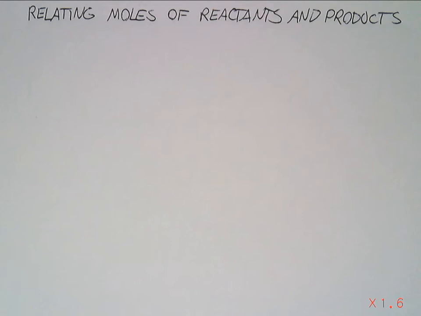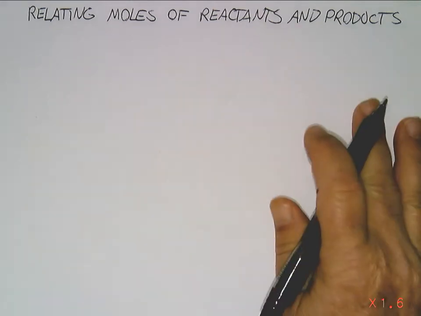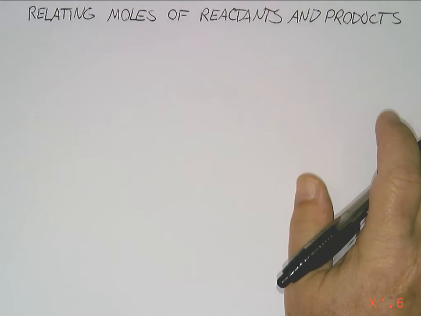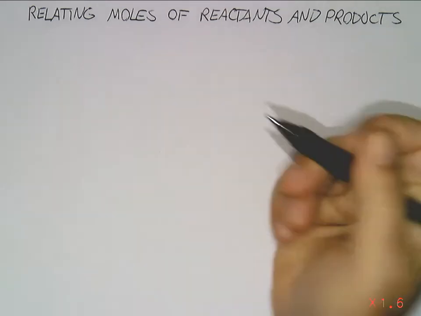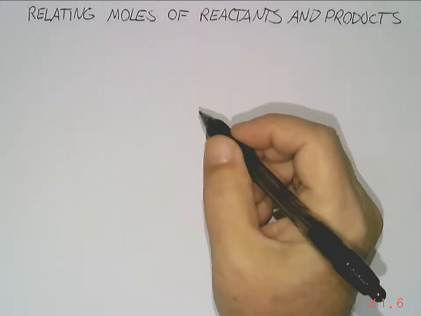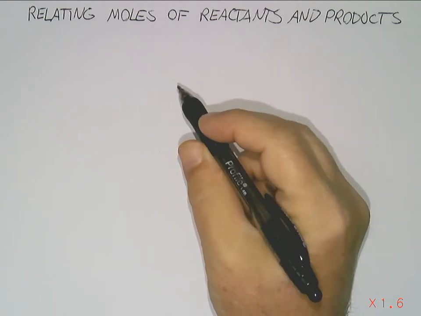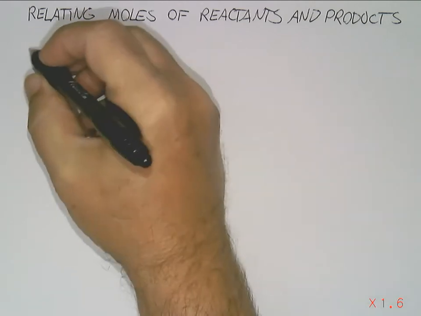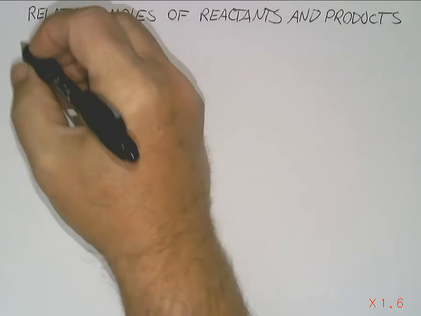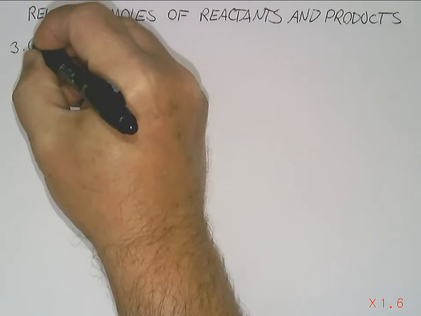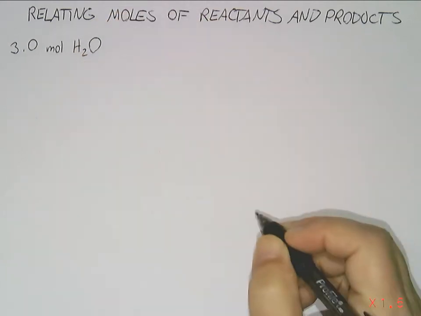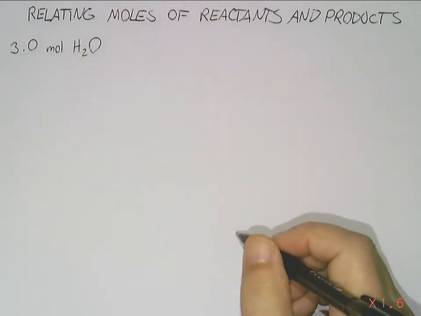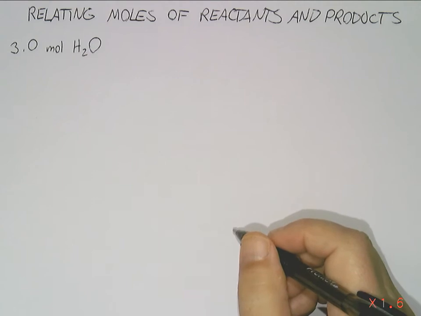So far in this course, we've focused on relationships between elements in a single compound. We've seen that the essential conversion factor between substances within a compound is a mole-to-mole ratio that you get from the compound's formula. For example, suppose I have 3.0 moles of H2O, and I want to figure out how many moles of H there are in there.